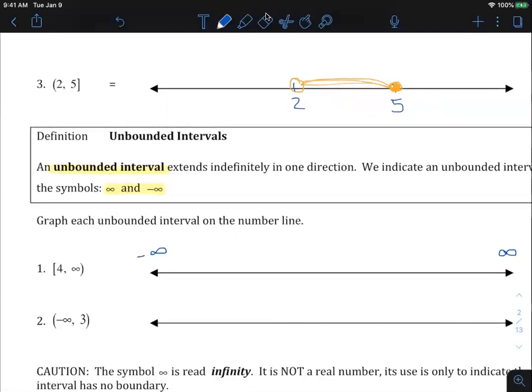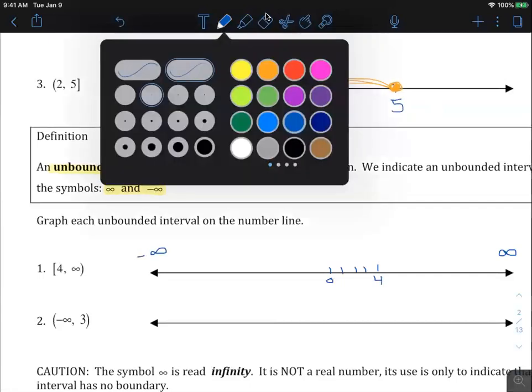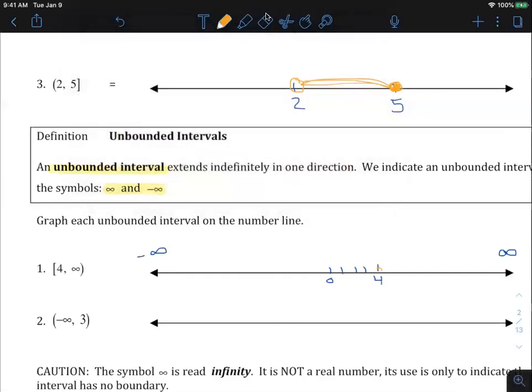So again, I'm going to show you a couple different ways you can draw it. So this is from 4 to infinity. So here is 0. If you want to mark your 0, that's fine. This is the number 4. So again, it always goes smallest to largest. So the smallest is 4, the largest is infinity. So at 4, I need a closed circle, and it's going towards infinity here. So I need an arrow because it's continuing to that infinity sign.